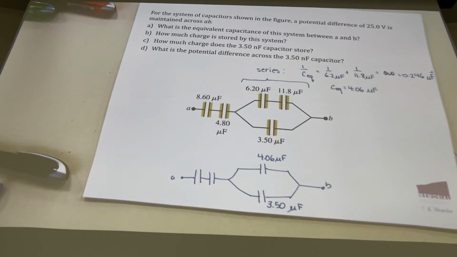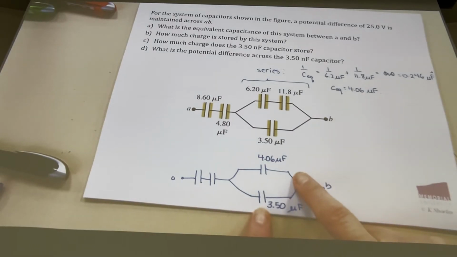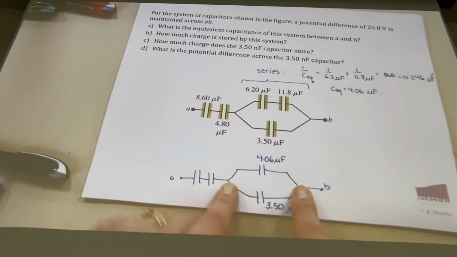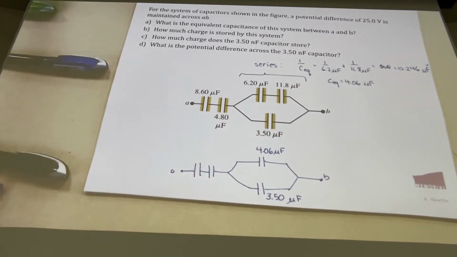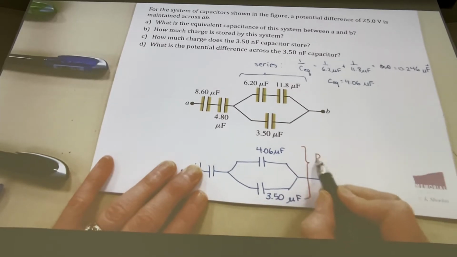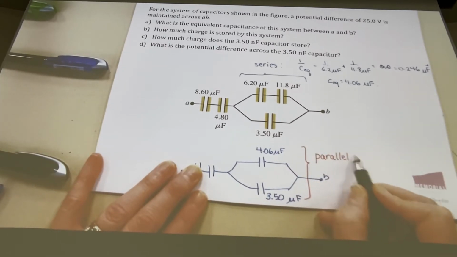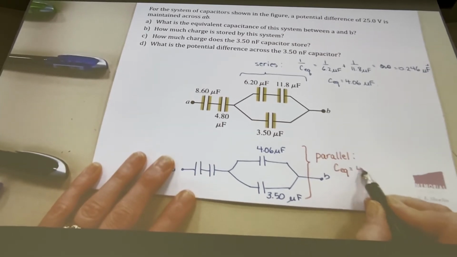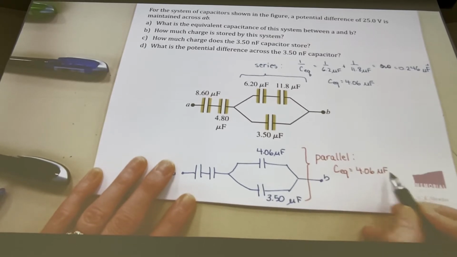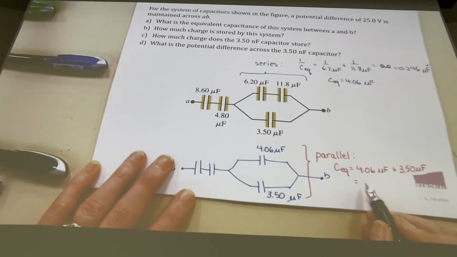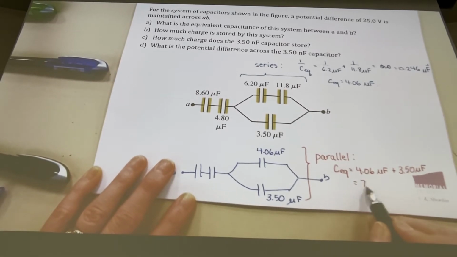For my next obvious connection, I want to deal with these in parallel. I can see that they're in parallel because the top ones and the bottom ones connect to exactly the same point, so they have to have the same potential. It means they're in parallel. When things are in parallel, they have the same potential. To get my equivalent, I just have to straight up add the numbers together: 4.06 plus 3.50. That gives me 7.56 microfarads.